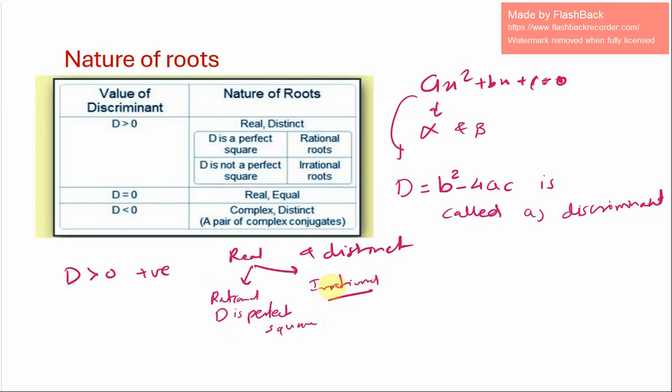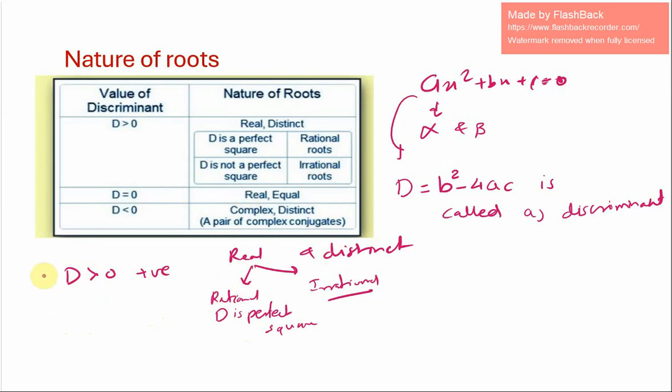Then the roots are irrational roots. We will discuss in the next section what the roots are. But just remember here, if the value of the discriminant is positive, then the roots are real and distinct. We get different roots. The roots are rational if D is a perfect square, and the roots are irrational if D is not a perfect square.